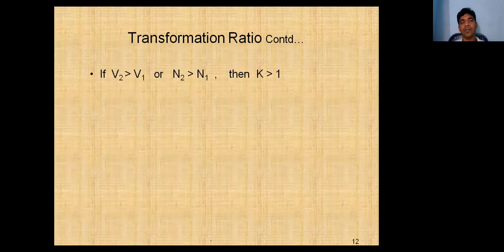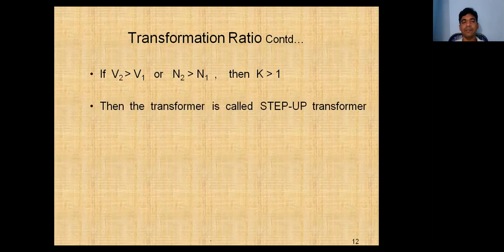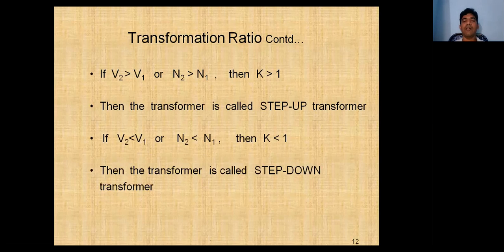If V2 is greater than V1 or N2 is greater than N1, then K is greater than 1, and the transformer is called a step-up transformer. If V2 is less than V1 or N2 is less than N1, then K is less than 1, and the transformer is called a step-down transformer.